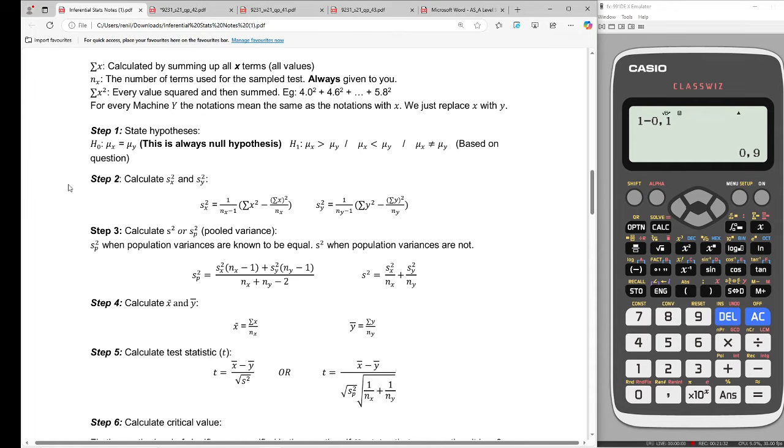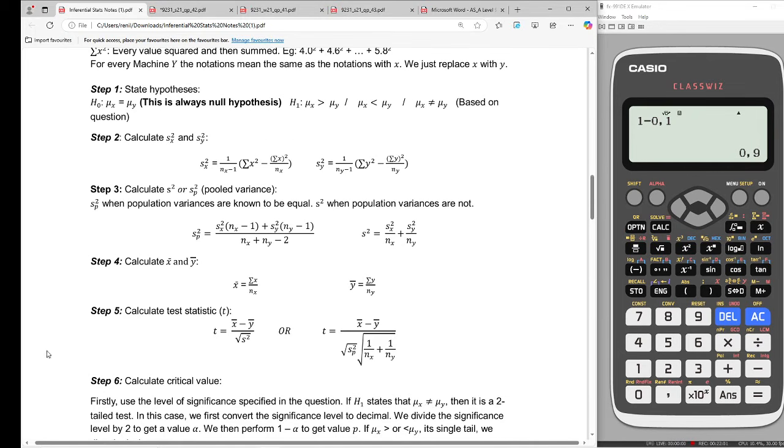So they'll state explicitly in the question that the population variances are equal. Only then do you use S2p. Otherwise we use S2 when the population variances are not stated to be equal. Next we need to do step 4, calculate sum x, mean x and mean y. So that's your calculation right here. Very easy calculation, can be done at any step except before the test statistic.